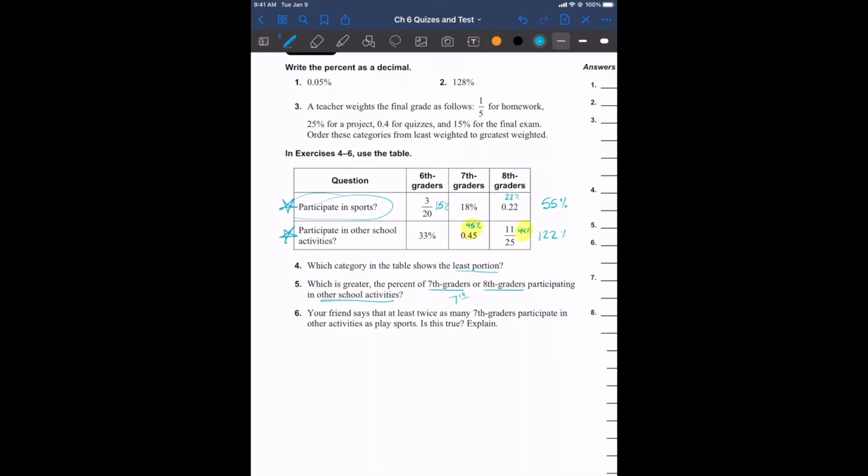6. Your friend says that at least twice as many 7th graders participate in other activities as play sports. Is this true? So we go to 7th graders. She says at least twice as many. So what is twice as many for 18? 18 times 2 is 36. At least twice as many. That's true, because there's 45%, right? And we're saying 36% would be twice as many. So yeah, of course there's at least. There's 45. So yes, twice as many would be 36%. 45% is greater than 36.